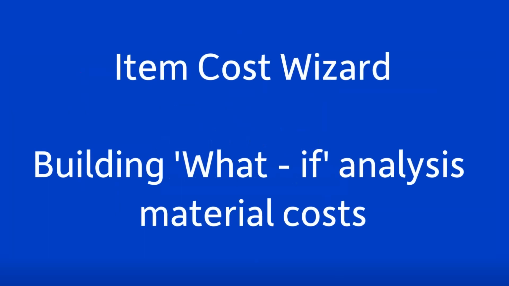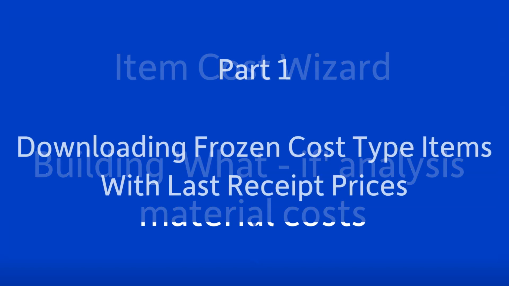Today's video is on the item cost wizard. This is building what if analysis for average and standard costing in discrete manufacturing. You could do something similar with OPM as well. Let's take a look. First step is getting the data into the wizard.